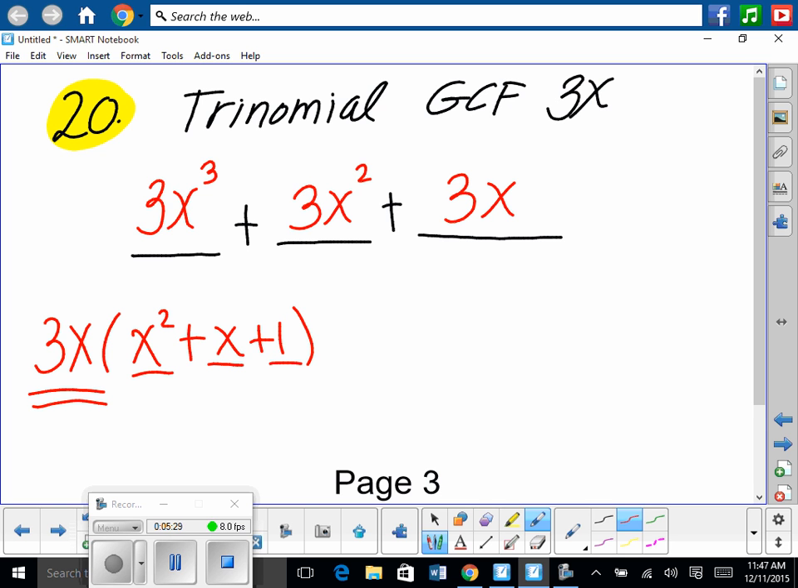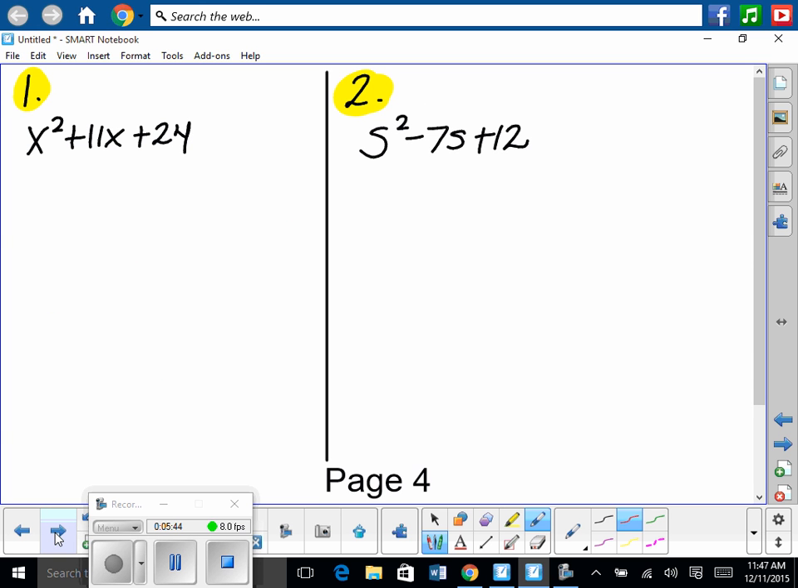There are other trinomials you could come up with as long as the greatest common factor is 3x. So the greatest thing you can pull out of all three terms needs to be 3x. This is just the one I came up with, and you could do many other things. Okay, so now we're on to page 4.